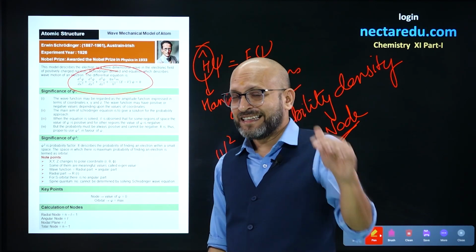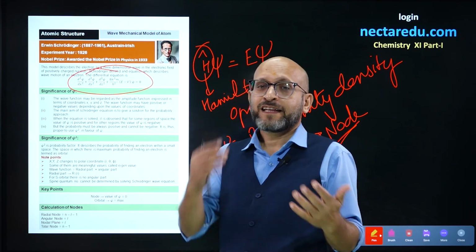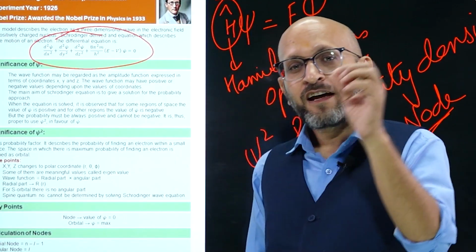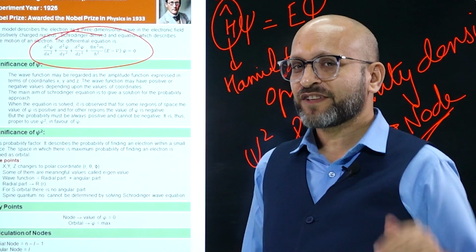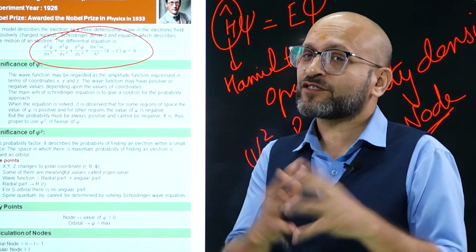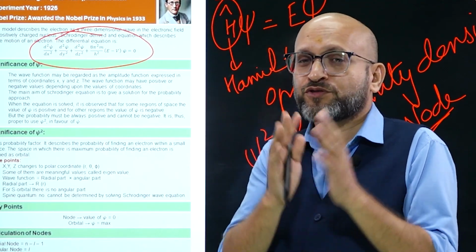If you want to calculate the number of nodal planes, that is equal to l. If you want to know total nodes, then add both of them: radial nodes n minus l minus 1, nodal planes l. You add both of them, you get n minus 1 equals total nodes. So all these things you can remember for your exams, and I hope you score well.